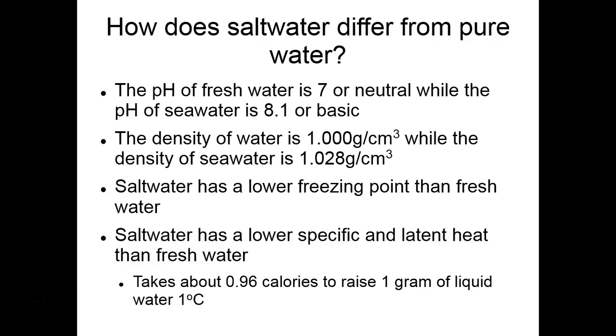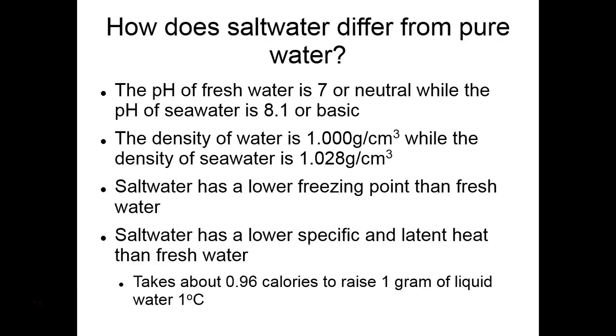Additionally, the density of seawater is greater than that of pure water. If you add salt to water, it makes it more dense. So the density of pure water is 1.000 grams per cubic centimeter, while the density of seawater is 1.028 grams per cubic centimeter.